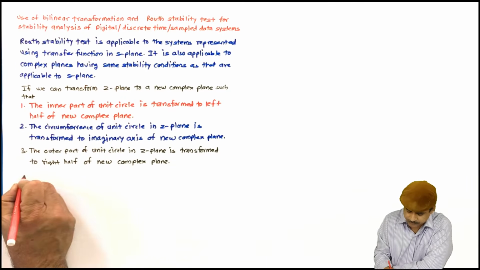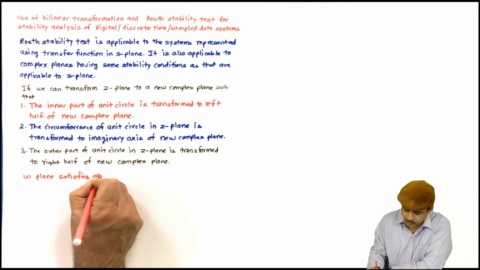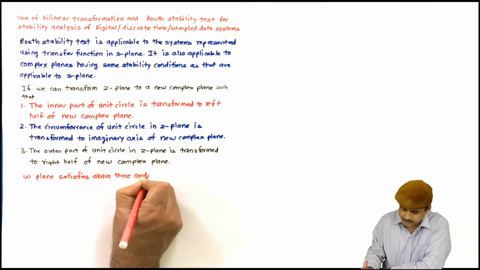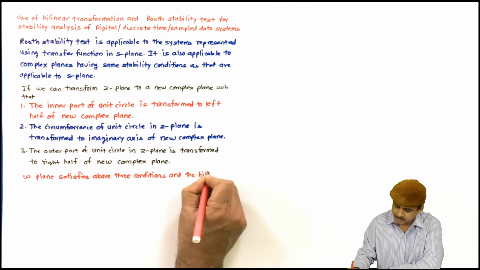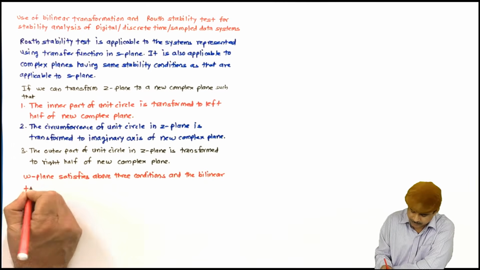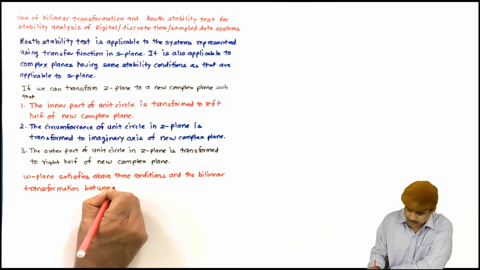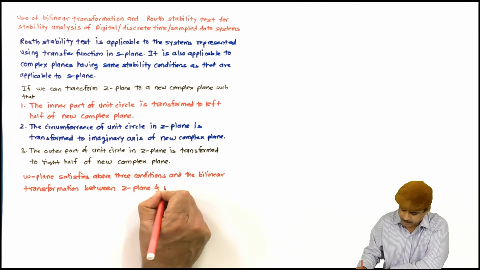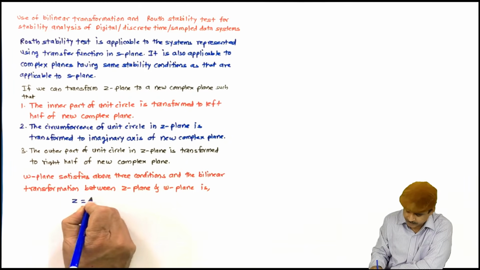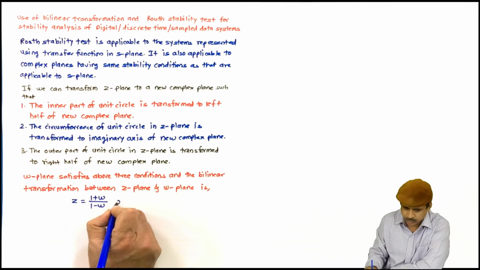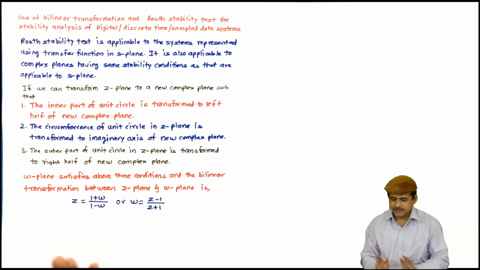So let me mark it. W plane satisfies the above three conditions, and the bilinear transformation between Z plane and W plane is Z is equal to 1 plus W upon 1 minus W, or W is equal to Z minus 1 upon Z plus 1. So let us check whether this is valid or not.